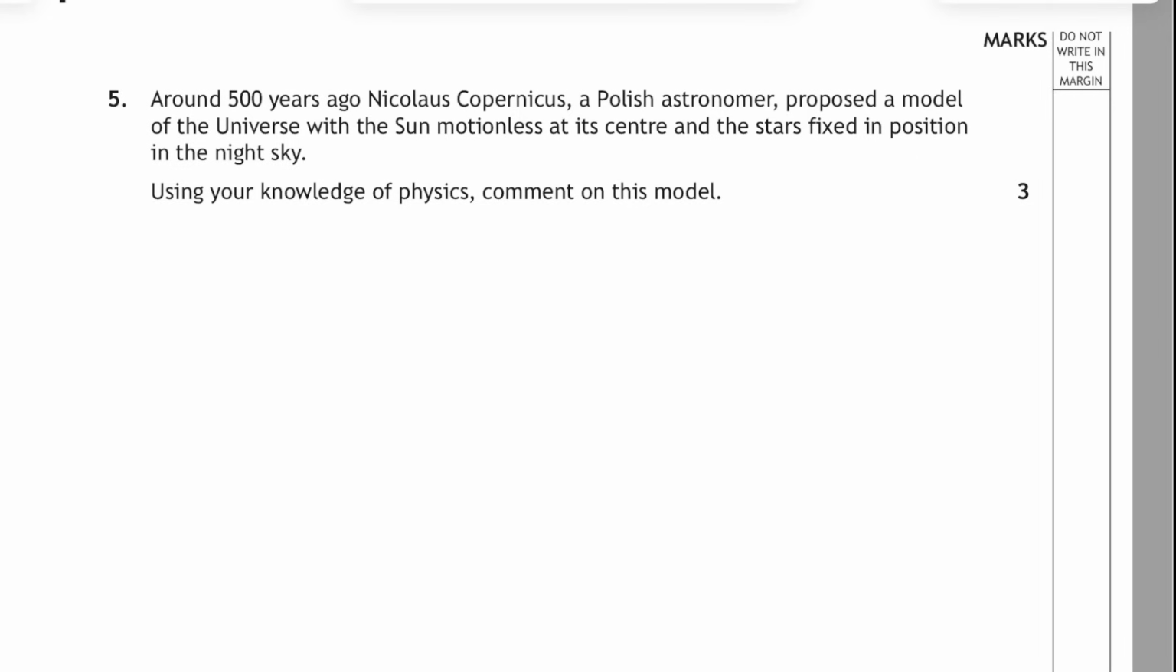It's a space question. It says around 500 years ago, Nicholas Copernicus, a Polish astronomer, proposed a model of the universe with the sun motionless at the centre and the stars fixed in position in the night sky. Using your knowledge of physics, comment on this model.